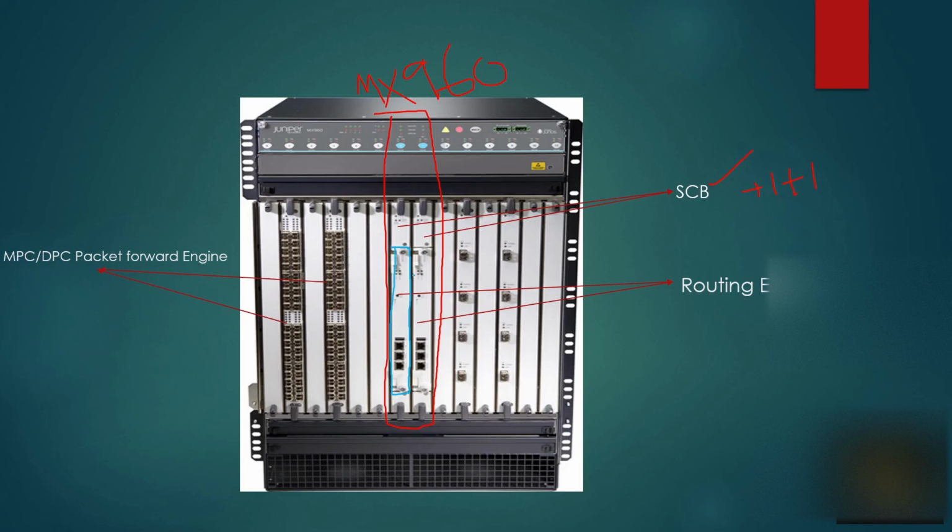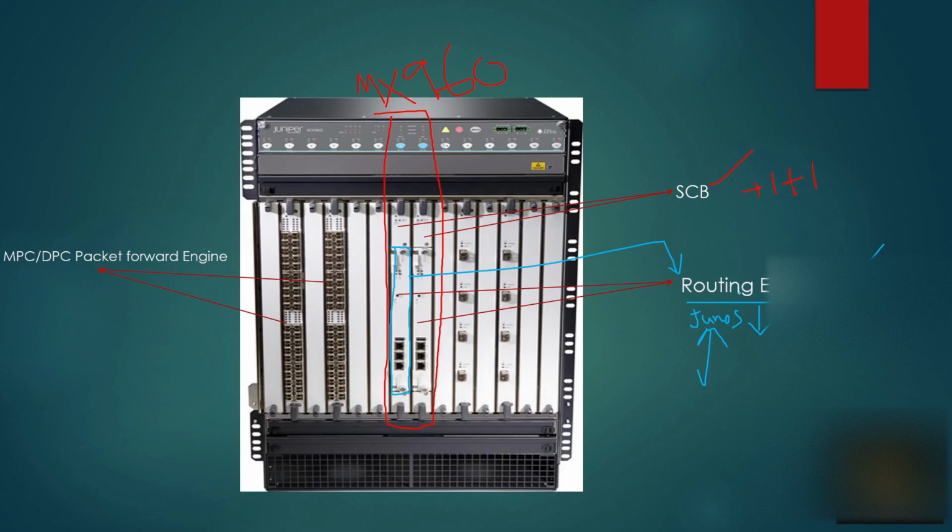This is called what? Routing engine. Understand? So SCB you need to install on the chassis, and inside the SCB you have a routing engine. The routing engine is the heart of the Juniper operating system, because in the routing engine you will install what? Junos operating system. Whatever operating system you use in Juniper, that is called what? Junos. So this Junos operating system you will install in the routing engine.